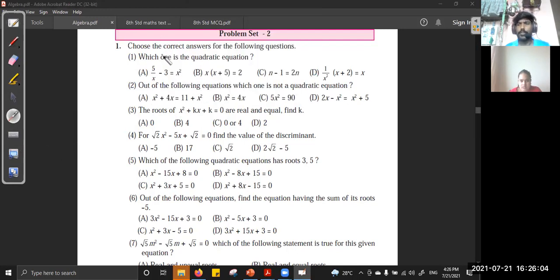It's just that method: if you're confused about which is the correct answer, then you do elimination. You try to eliminate. But if you know, it's okay. Well and good.